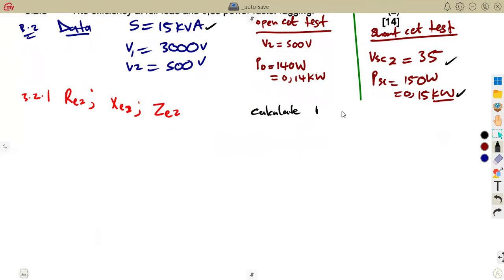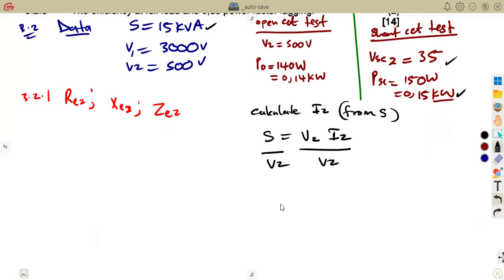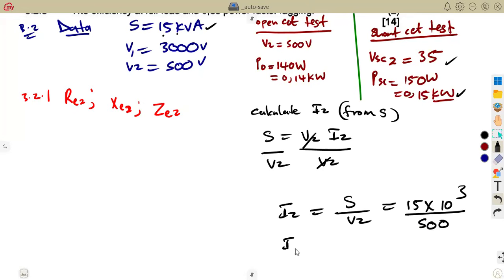All right. Calculate I2 from what? From S. Remember that S is equal to V1 I1, and also V2 I2. If it was V1 I1, it can also be V2 I2. As we need this I2, simply divide by V2 both sides. So it's going to be S over V2. We have this S, 15 kilovolt-amperes, that's 15 times 10 to the exponent of 3, over V2, which is 500. Dividing this, guys, gives us I2, which is 30 amps.